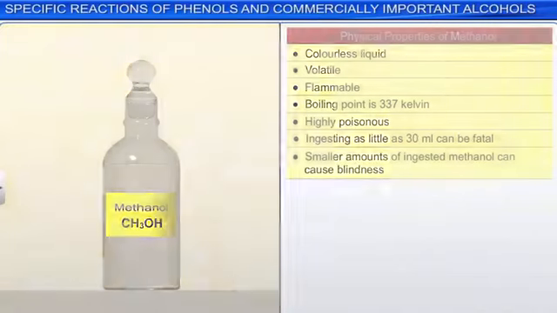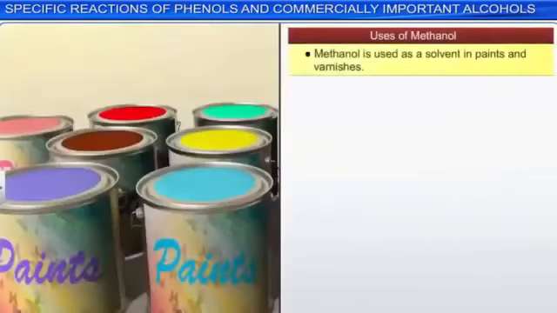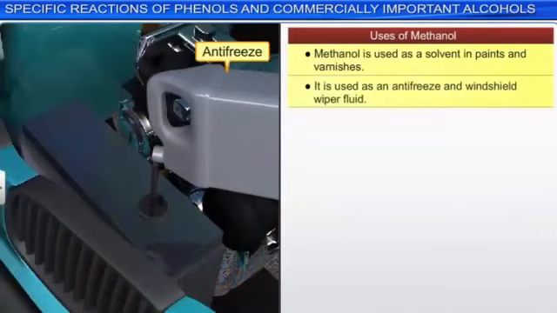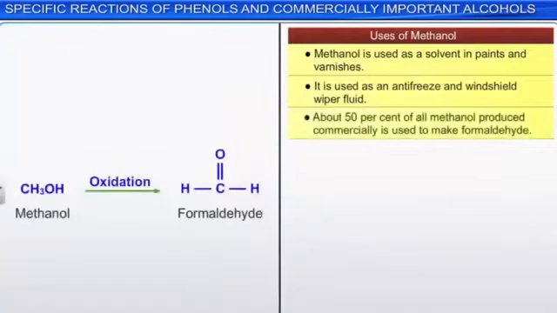Methanol is used as a solvent in paints and varnishes. It is used as an antifreeze and windshield wiper fluid. About 50% of all methanol produced commercially is used to make formaldehyde.